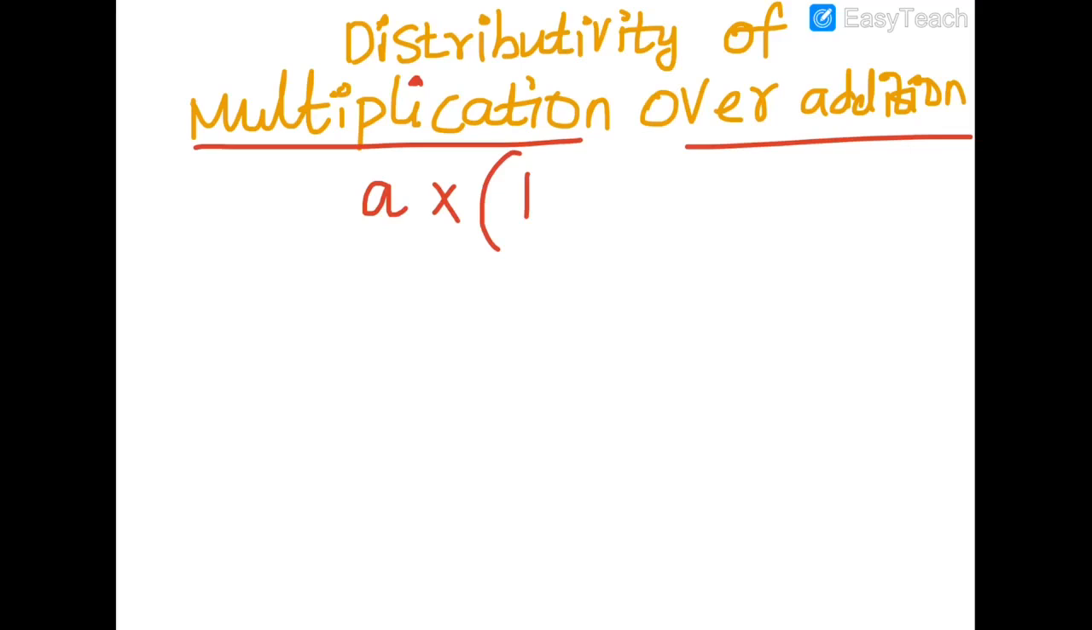Okay, so first you have to know, see, here I will write one number. First I will take A. A multiplication, so this is called multiplication, A multiplication over addition. Over addition means B plus C. Here A means one number, B means one number, C means one number. So A into bracket B plus C. This is called distributivity of multiplication over addition.